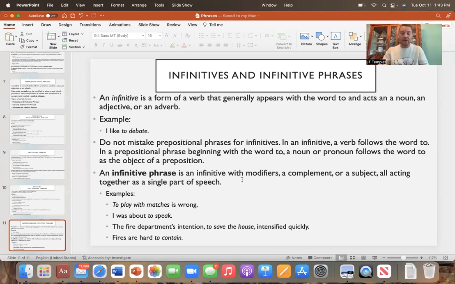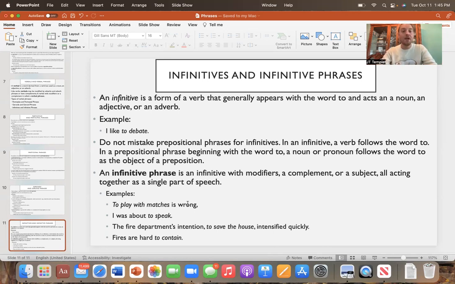Because to can be a preposition. In an infinitive, a verb follows the word to. In a prepositional phrase beginning with the word to, a noun or a pronoun is going to follow the word to as the object of the preposition. And an infinitive phrase is an infinitive, just now with modifiers or a complement or a subject, all acting together as a single part of speech.